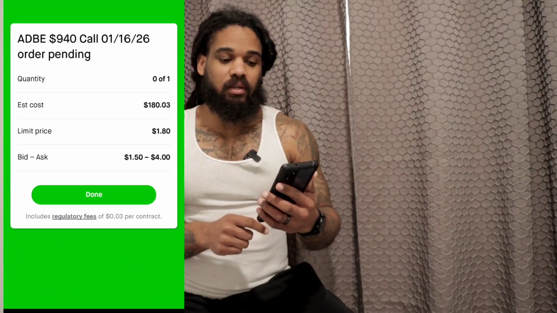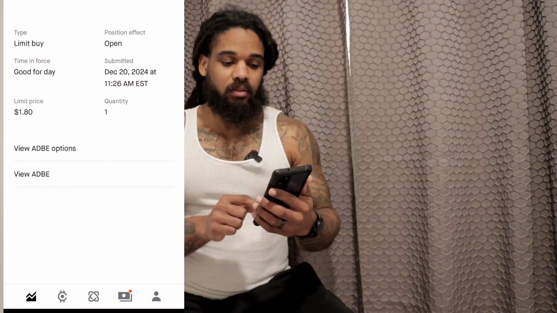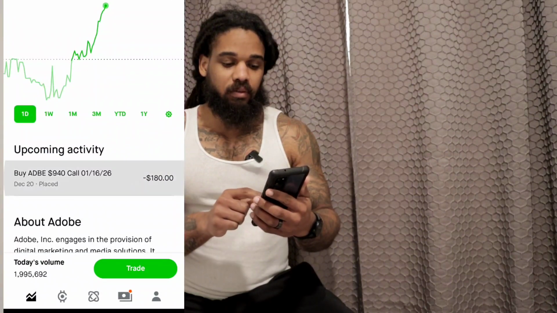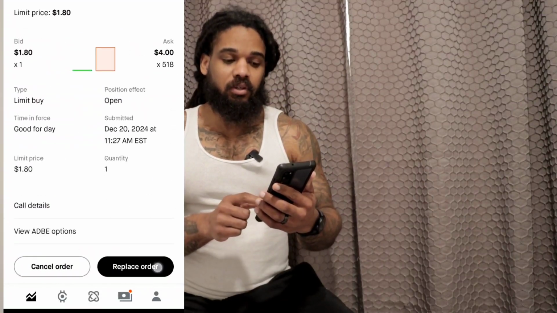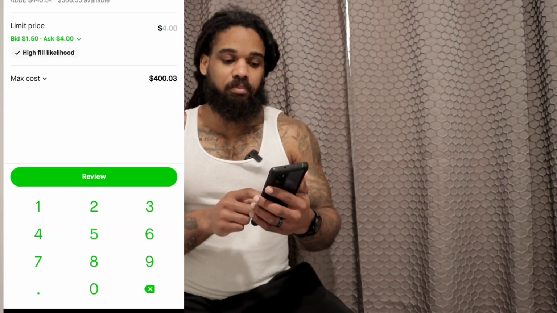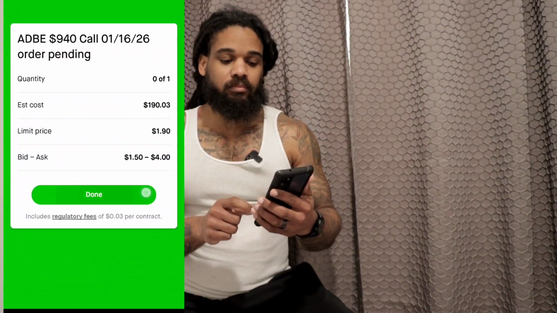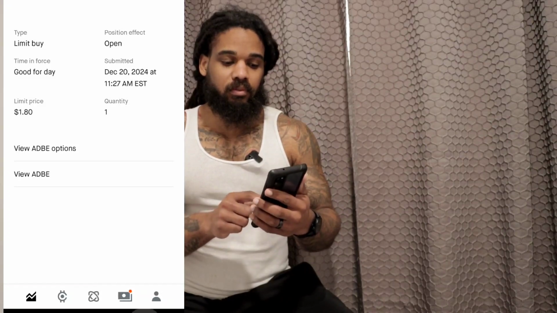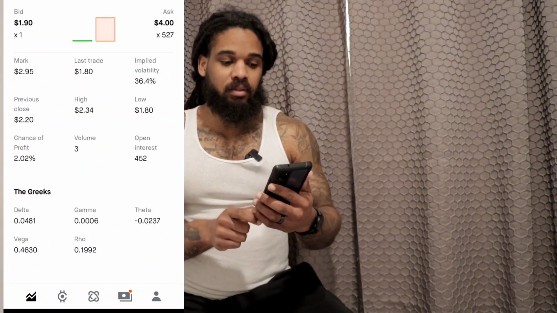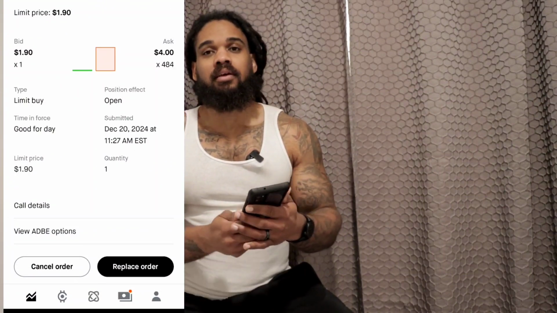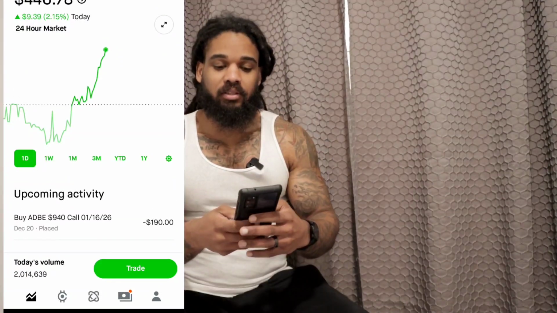And let's see if we get filled. All right, let's go back. See if we get filled. Okay, we still didn't get filled at 180. So now we could replace the order, and let's put it for 190. Let's see what happens. Okay. Now I didn't get filled, but I could wait and see if I could get filled at this position. I'm not trying to hit the mid price right now.